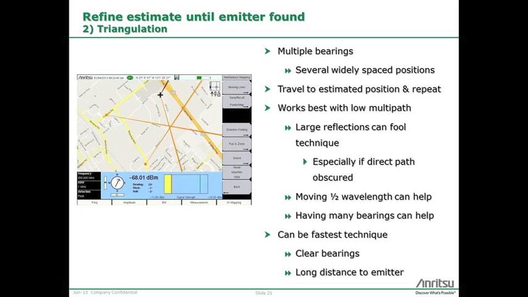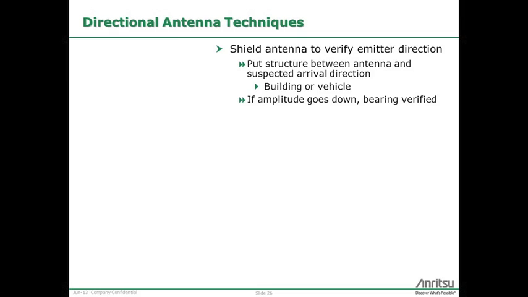This can be the fastest technique, especially where there are clear bearings and there's a relatively long distance to the emitter. It's also, I should have mentioned in the slide, also gives you the most confidence because if you know it's in a direction, you can see it. Some techniques for this is once you've gotten the bearing, if you can shield the antenna from that bearing and the signal goes down, you have a very good idea that yes, the signal is really in that direction. So I'll move behind a building or another vehicle.